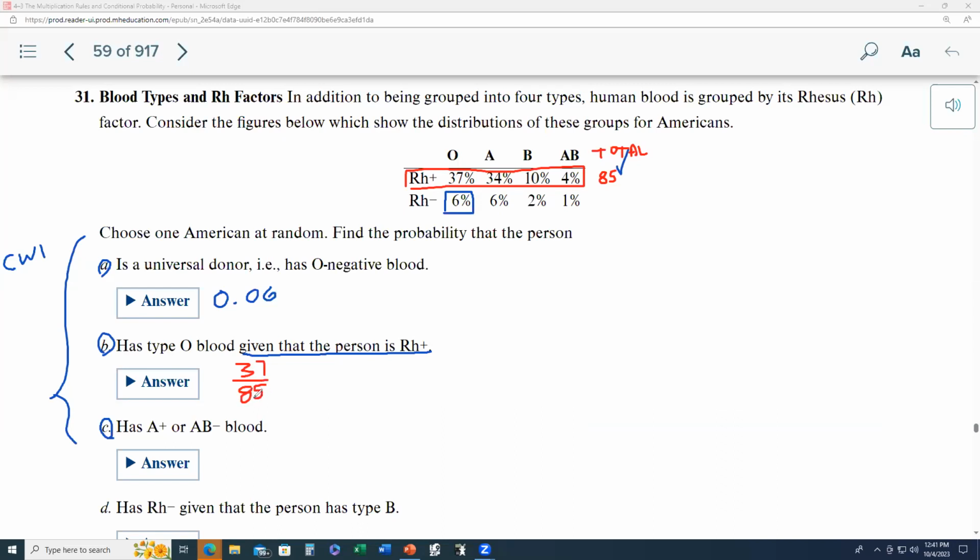And as a decimal, what's that going to be? That's going to be about 0.44. All right, so approximately 0.44. So given that we select somebody that's Rh positive, the probability that they're type O blood will be about 44% chance. Again, that was found by taking 37 and dividing it by 85, which is the row total of Rh positive. All right.